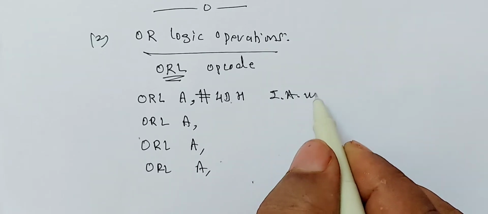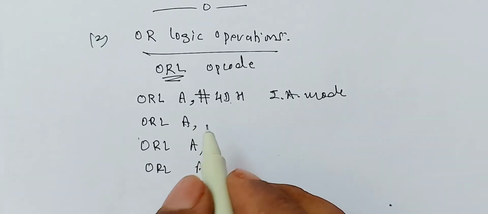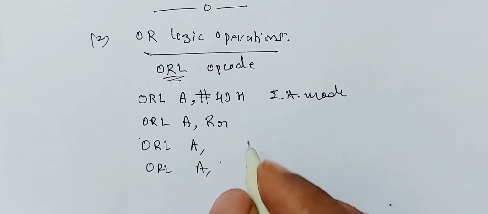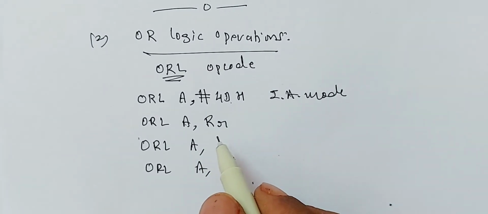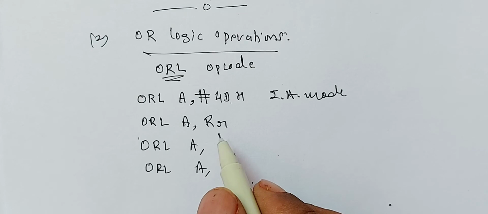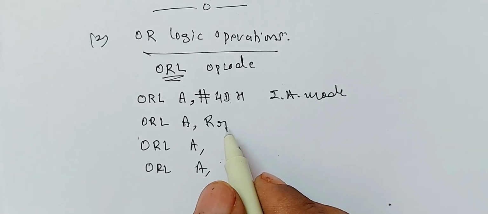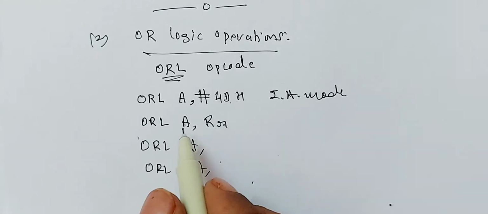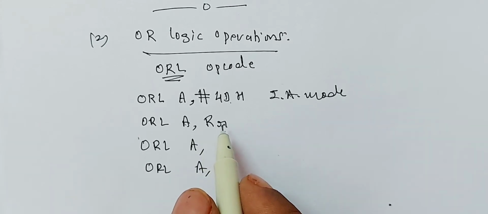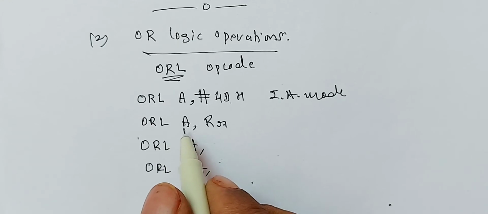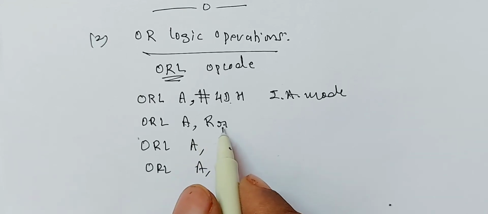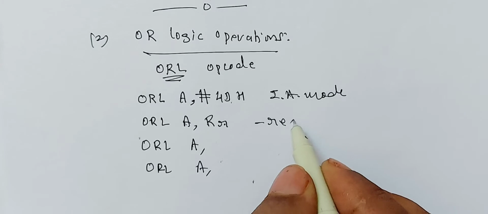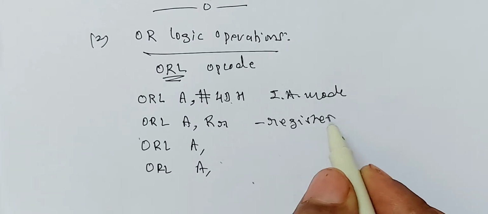Second one is ORL A comma Rn. Rn may be any of the 8 registers, R0, R1, R2, up to R7. That is, the content present in Rn and the content present in A. Each bit of the content present in Rn is ORed with each bit of the content present in A. This is register addressing mode.